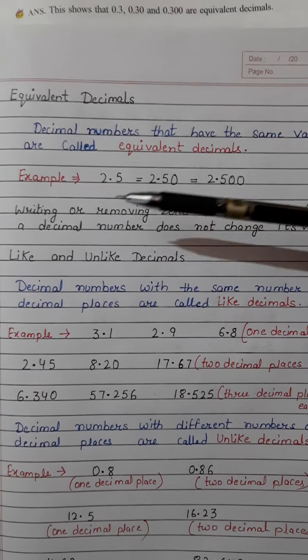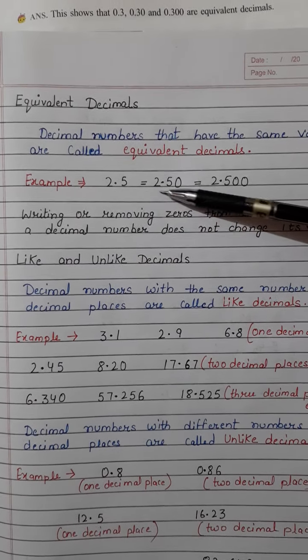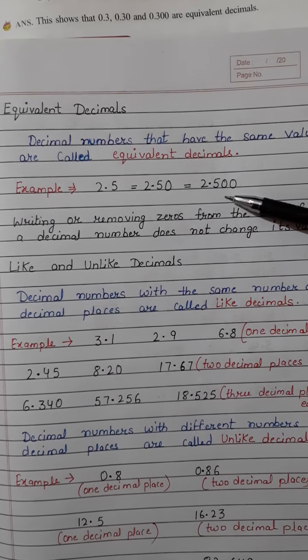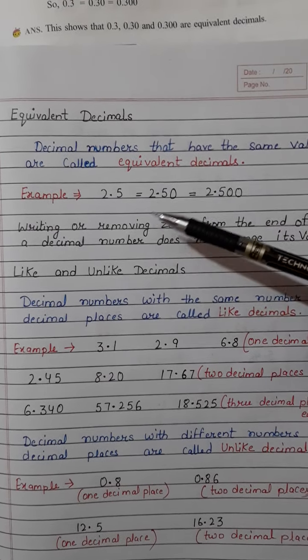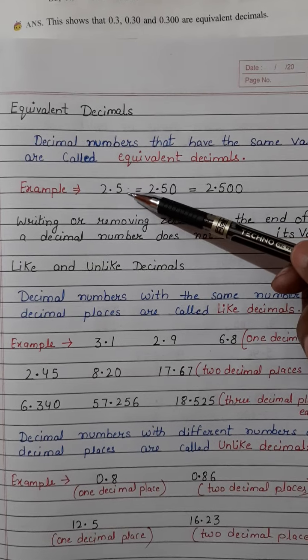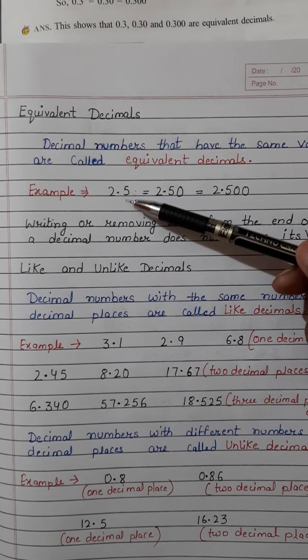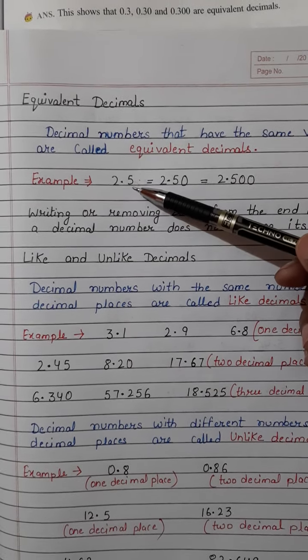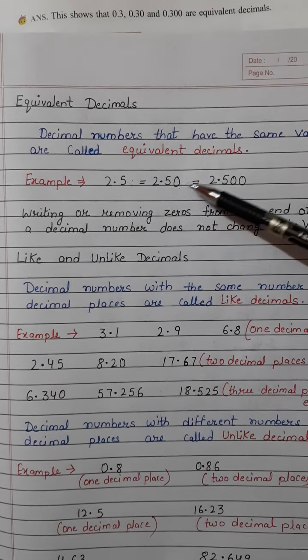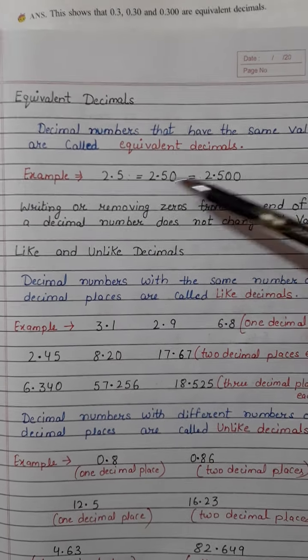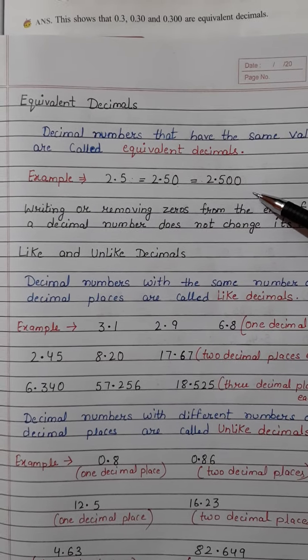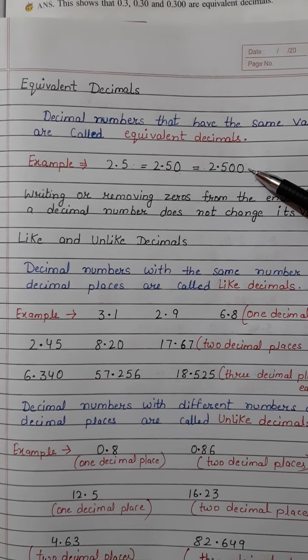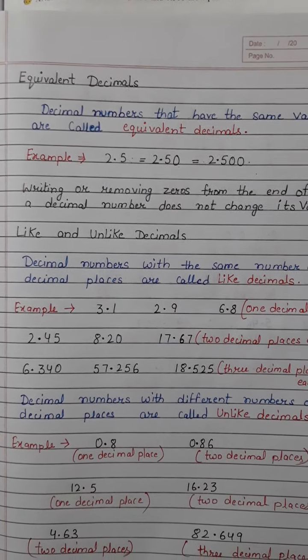Now, look here, 2.5 is equal to 2.50 is equal to 2.500, right? If we write 0 at the back, the number will remain the same. So 2.5 is equal to 2.50 is equal to 2.500. All these numbers are the same, so these decimal numbers are called equivalent decimals, right?